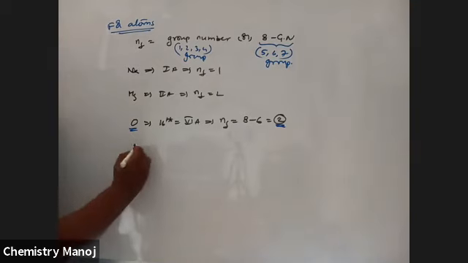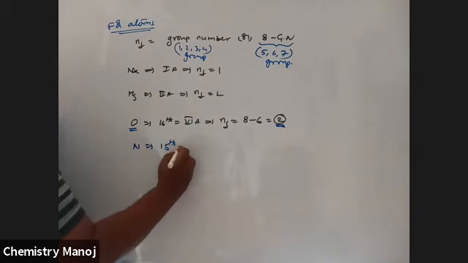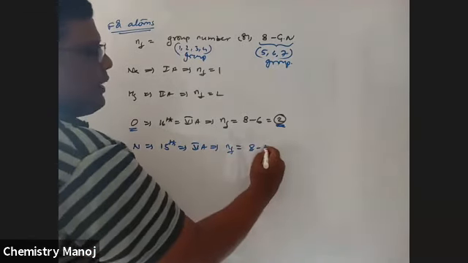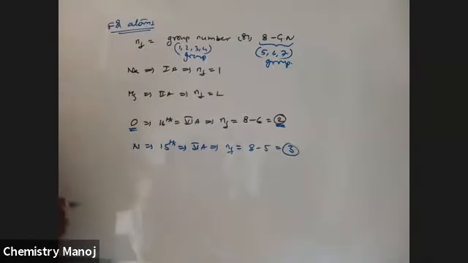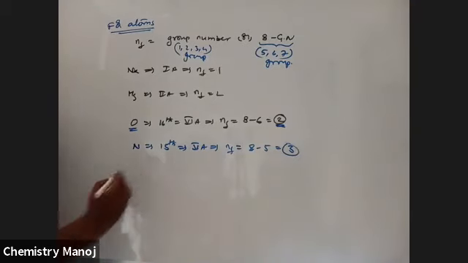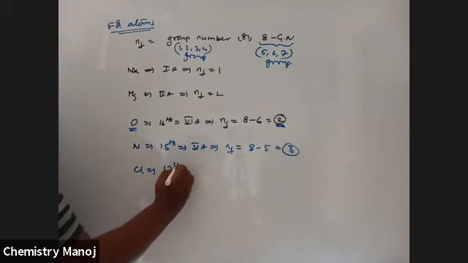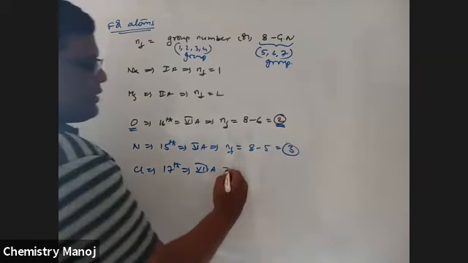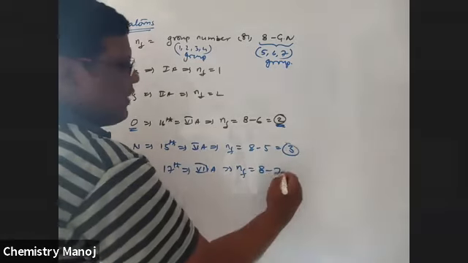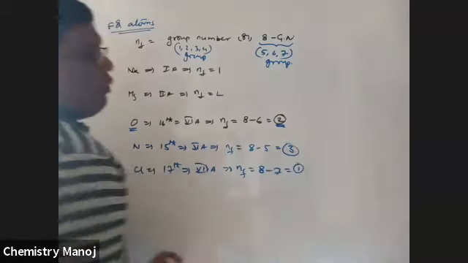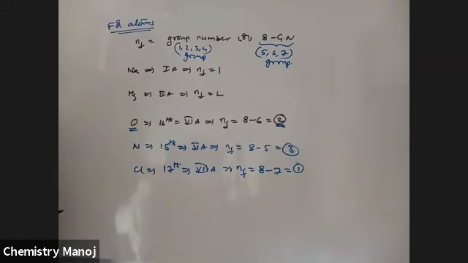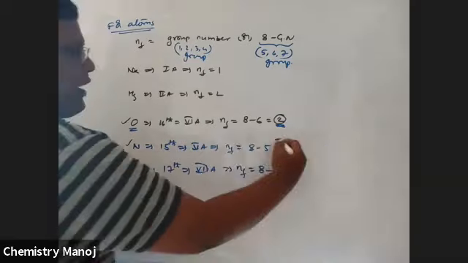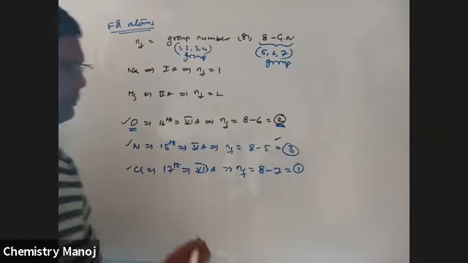Now, what about nitrogen? Nitrogen is the 15th group in your periodic table. That is the 5A group element. N factor is equal to 8 minus 5, which is equal to 3. N factor for nitrogen is 3. Next, chlorine is the 17th group element, that is the 7th group element. 7th means n factor is equal to 8 minus 7, which is equal to 1. Therefore, for oxygen n factor 2, for nitrogen n factor 3, for chlorine n factor 1.